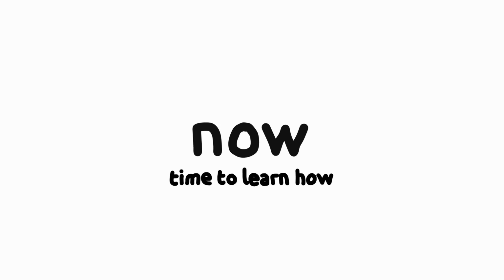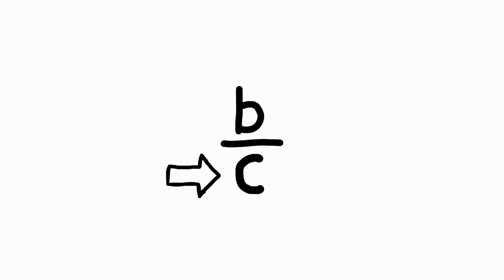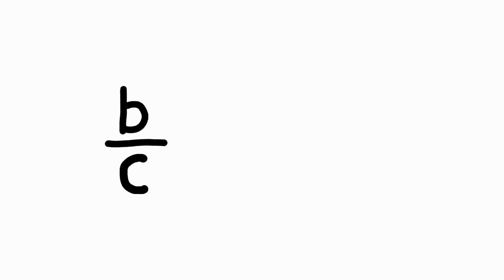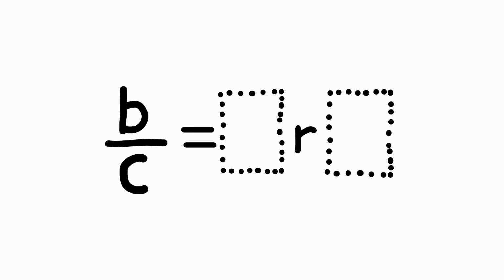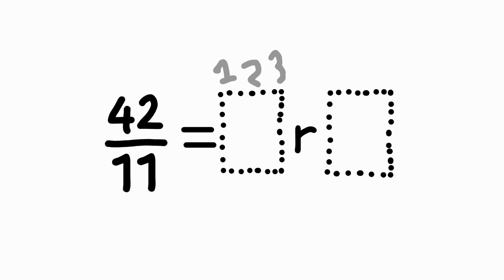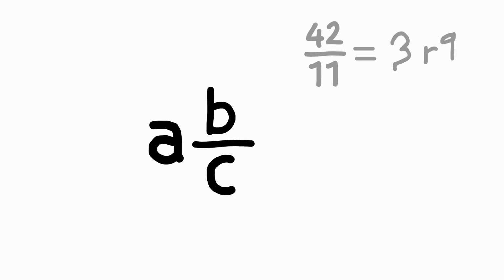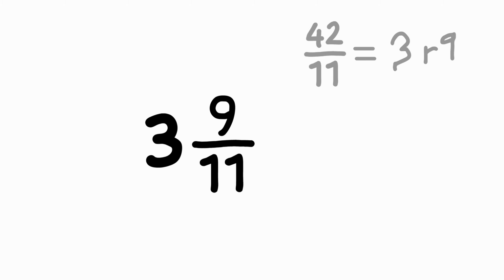Wow! Now, time to learn how. Work out how many times the denominator goes into the numerator, then write the number down alongside with its remainder. So, 11 goes into 42 1, 2, 3 times, with a remainder of 9. All the maths is done now, so you just have to put the numbers in the right place. The number you divide by stays on the bottom of the fraction. The remainder goes onto the top of the fraction, and the last number goes on the front.